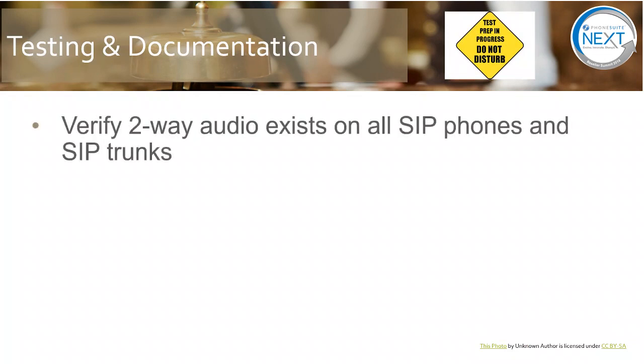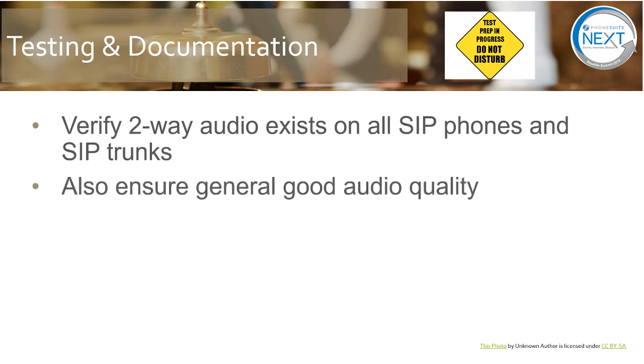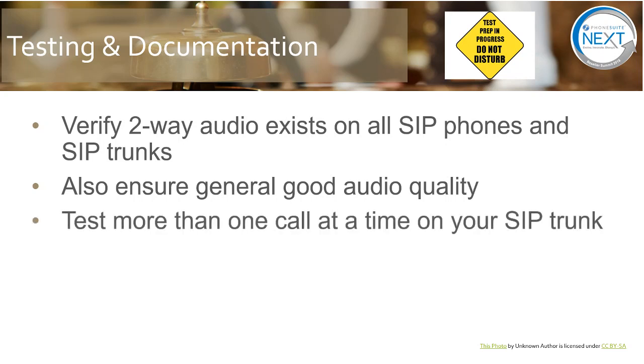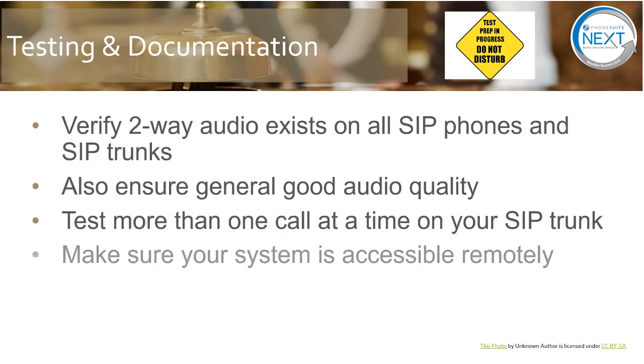Testing and documentation. You're going to want to verify that two-way audio exists on all SIP phones and SIP trunks. You're going to also ensure just a general good quality of audio. Test more than one call at a time on your SIP trunks. So just because one call worked, you want to test at least two at the same time to make sure you don't have any problems with multiple calls.